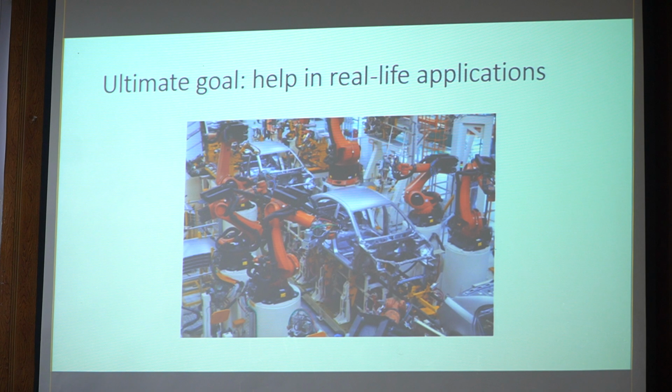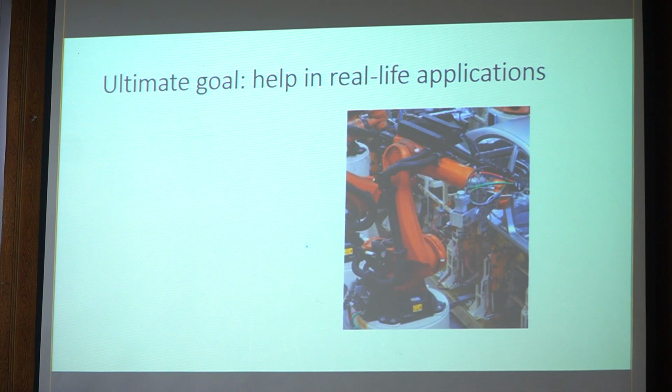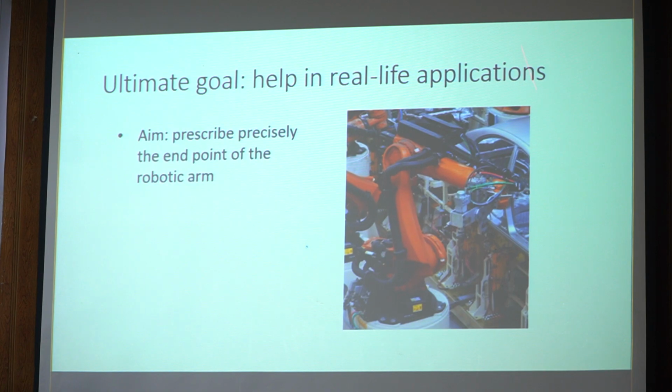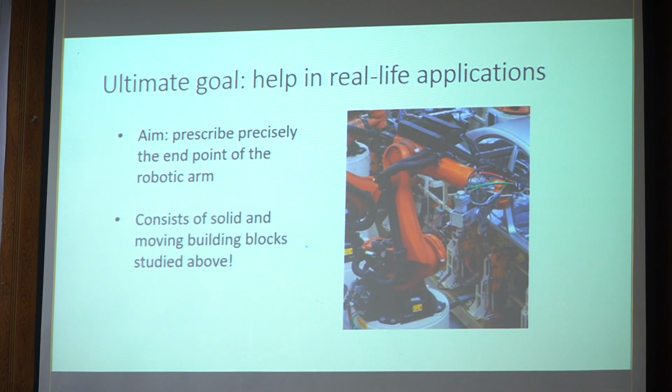And then the ultimate goal might be to help in some kind of real-life application. So this is an actual robotic arm which actually builds a car. And so the aim would be to precisely describe the endpoint of the robotic arm. And there are all sorts of practical considerations, which means that maybe you want to refine this approach, or maybe in any case you want to use machine learning instead of computer algebra. But this is certainly something that people have cared about in the past.